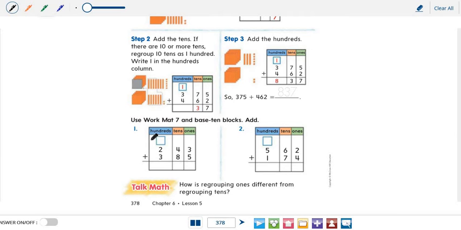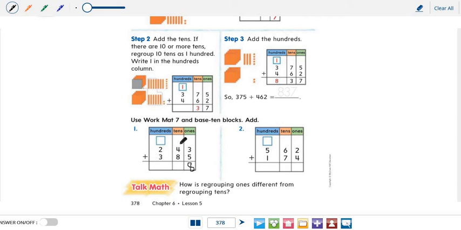Now let's solve question number 1. We have 243 plus 385. As always, we have to start with ones. 3 plus 5 equals 8. Since we have only one digit, we don't have to regroup. We have less than 10 ones.